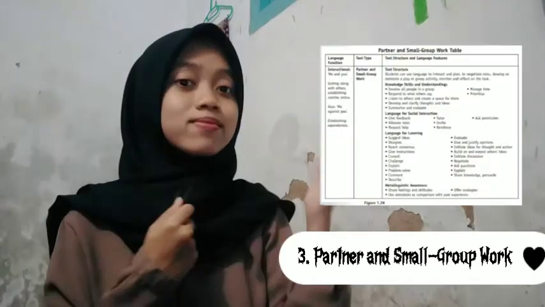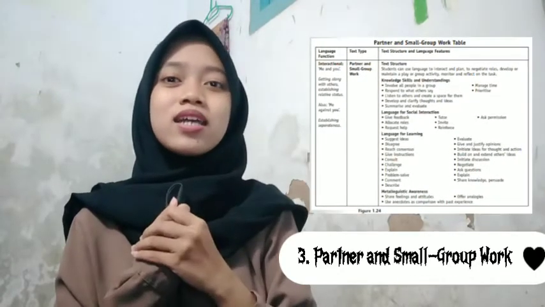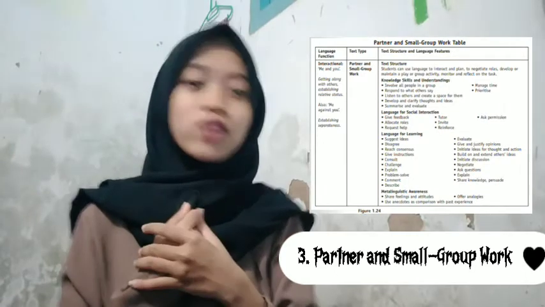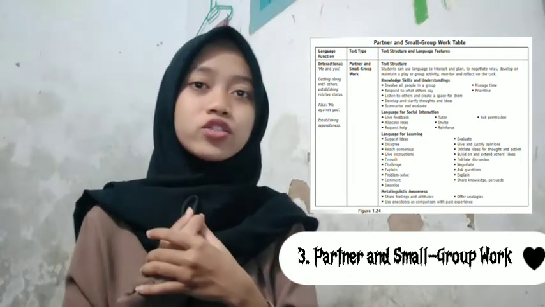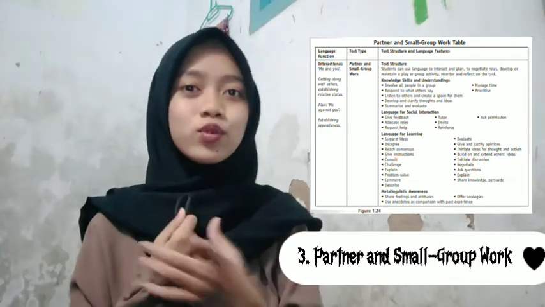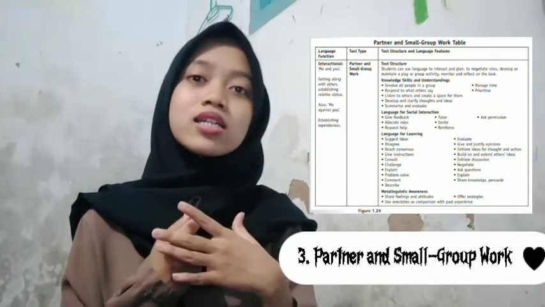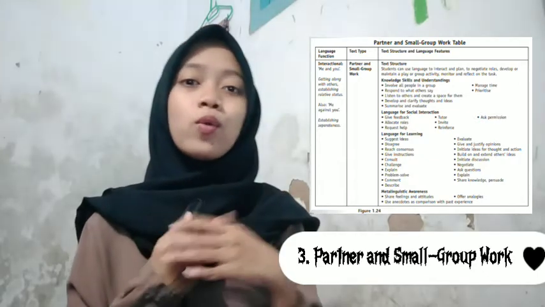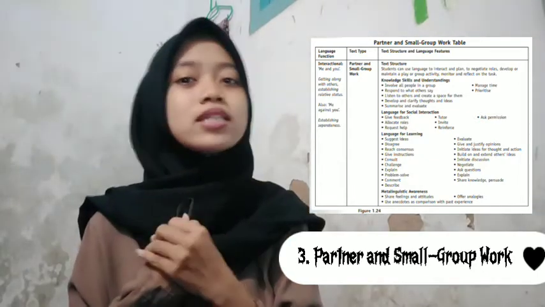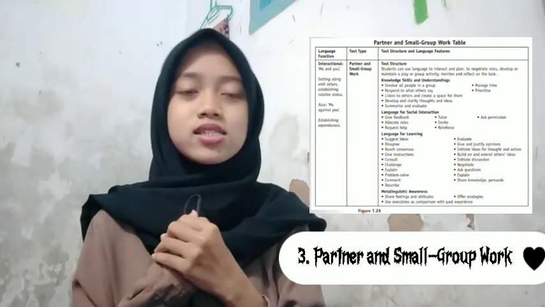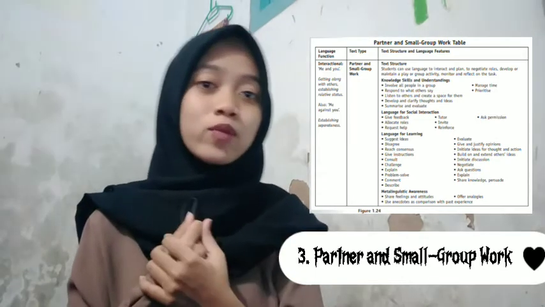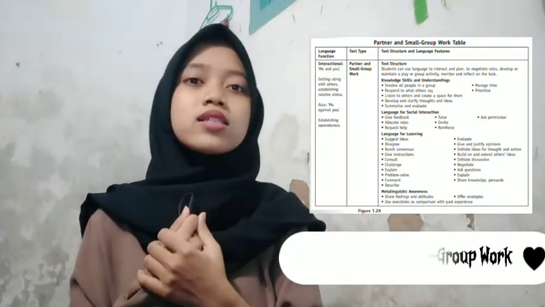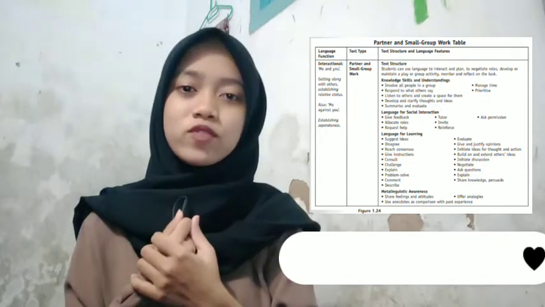In the partner and small group work table, the language function is interactional. Me and you: getting along with others, establishing relative status. Also me against you: establishing separateness. Text type is partner and small group work, text structure and language features.